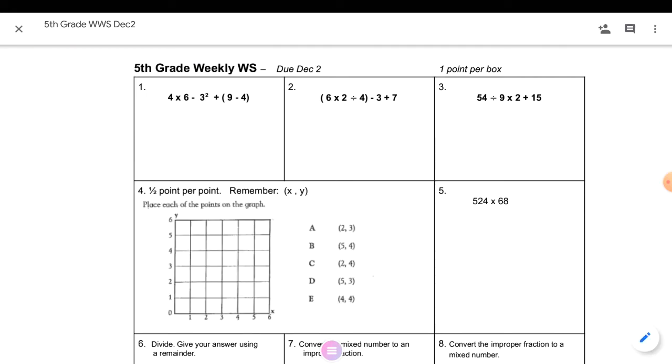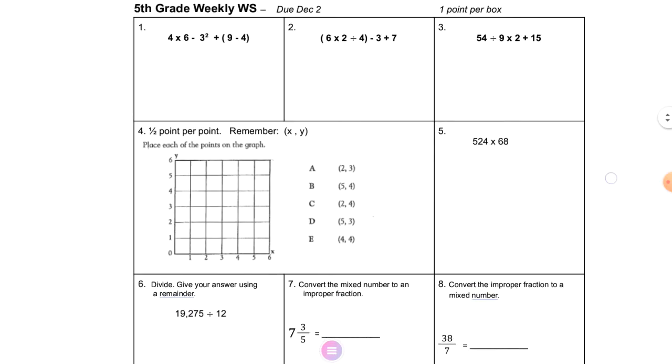So on our weekly worksheet, there's no new skills. Notice I've been staying with the same skills because I feel like we still need some practice with them. We have order of operations, multiplication, long division, converting mixed to improper, improper to mixed, and a coordinate plane. On the coordinate plane, I gave you one hint. I said, remember x comma y. What else do I need to remember when I am graphing those?